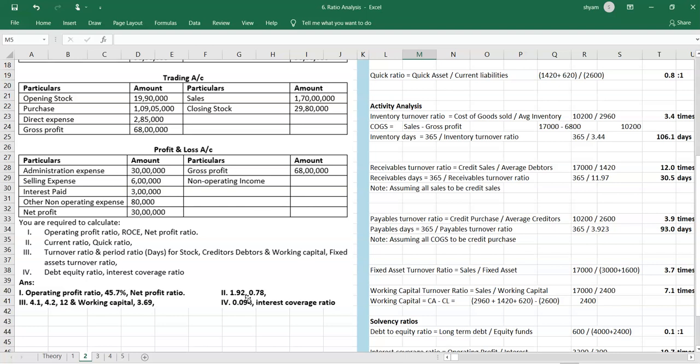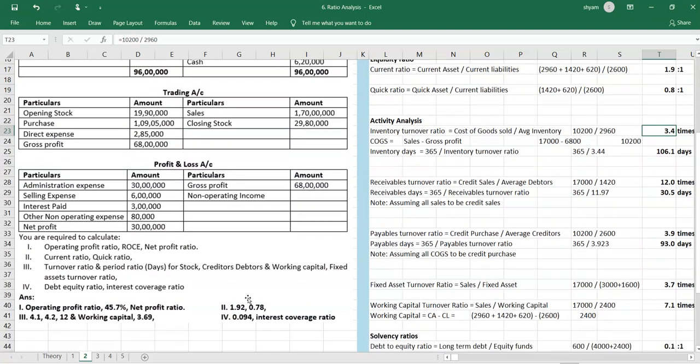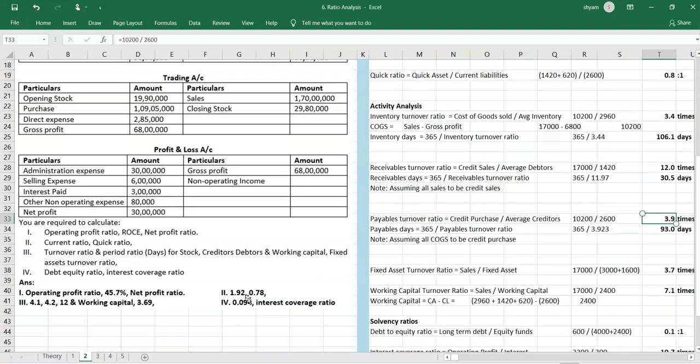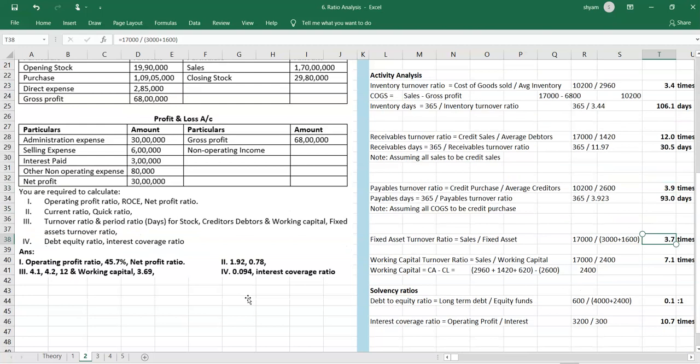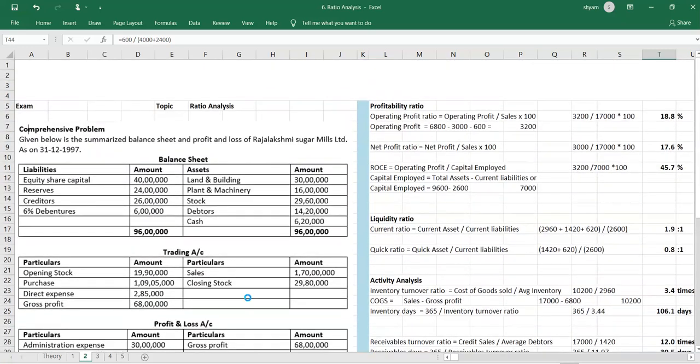4.1, 4.2. Okay, they have found out this as 4.1, I think. I'm not sure whether the answer is perfect. So 12 is there, 12 is there. 4.2, I don't know what they are meaning there. Okay, the meaning of it we couldn't decipher. 3.69, I think this is there, perfect. 0.094, I think that is this number. And interest coverage ratio, again it's not given. Okay, so certain numbers have been given. So either way, this is the answer.